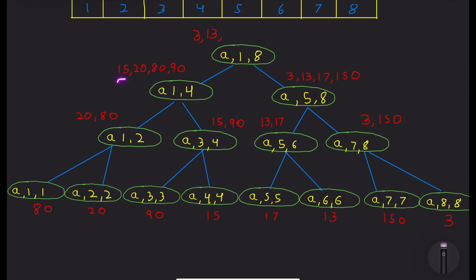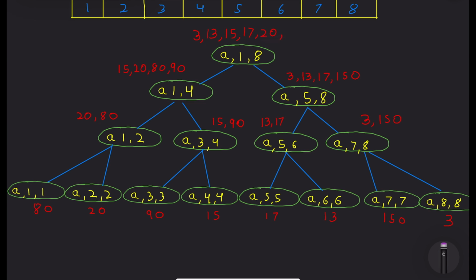Next we have 15 and 17. So 15 is smaller than 17, so 15 will be the third element. Next 20 and 17. So 17 is smaller than 20, so 17 will be the fourth element. Next is 20 and 150. So 20 is smaller than 150, so 20 will be the fifth element.